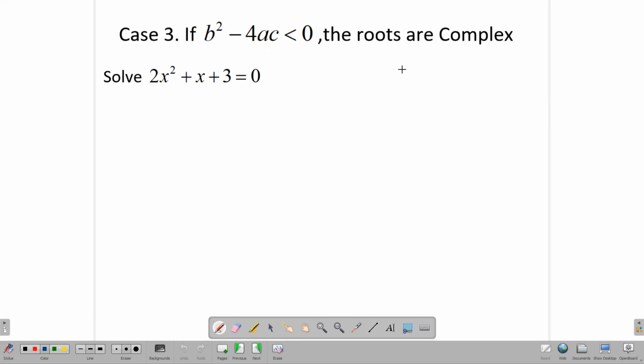What does complex mean? Let's talk about that a little bit. If we have, for example, this equation, x squared plus 1 equals 0, then we need to find a number that when we put it here and evaluate it and add it to 1, we get 0.